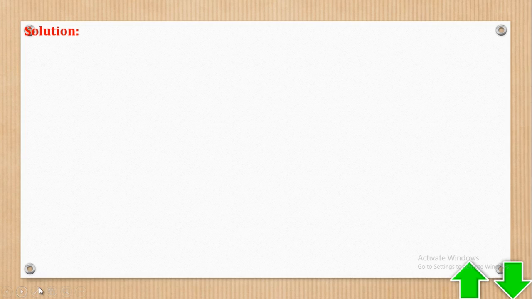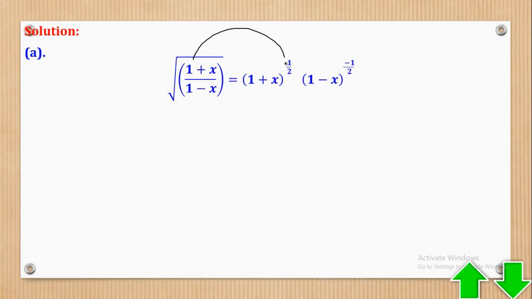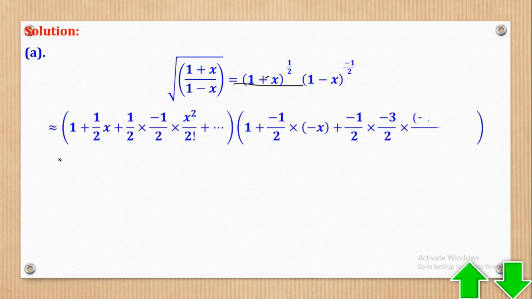So like we said before, we can't expand denominators. What we do, we use the knowledge of indices to realize that this one is the same as this times that. The next step is to expand. When I expand this one, I'll come up with this. I believe by now you know how to expand using the binomial expansion.